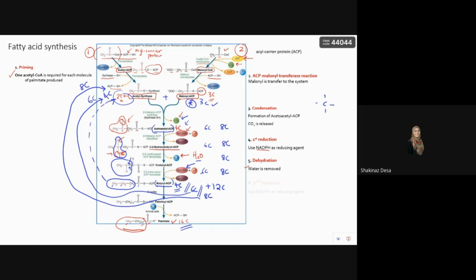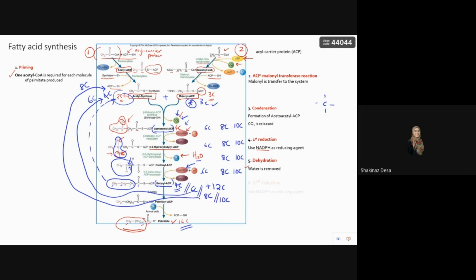Tambah lagi 8 carbon, tambah lagi 3 carbon. Betul tak? 8 dan 3 carbon jadi 11 carbon. Okay. 11 carbon, kita ada process of condensation, dia akan jadi 10 carbon. Go through first reduction, 10 carbon. And then dehydration masih ada 10 carbon. And finally dia akan ada 10 carbon.